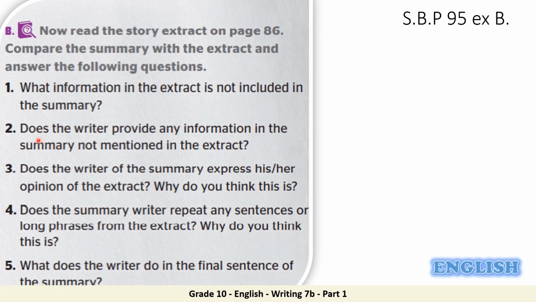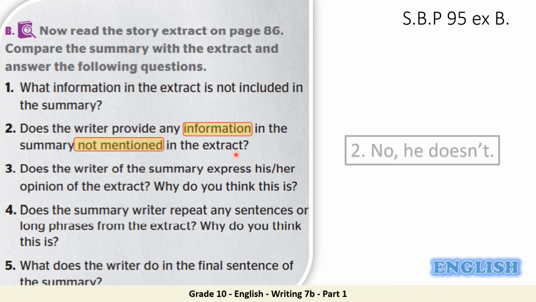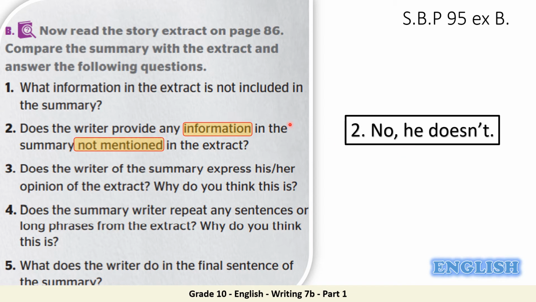The second question is, does the writer provide any information in the summary not mentioned in the extract? So, what are the keywords here? He's asking about information which is not mentioned in the extract. So, have you found any kind of information that's not mentioned in the extract? Does the writer add more information about the story which is not mentioned in the extract? Please think of the answer. That's correct. The answer is no, he doesn't. So, when we write a summary of a story, we don't add any information which is not mentioned in the extract of this story.